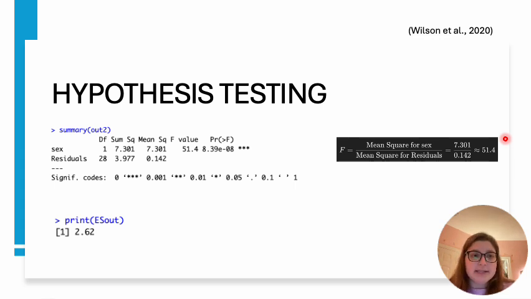Another point here is the F value on this matrix here. This just measures the ratio of the mean square of the sex to the mean square of the residuals. And here we get an F value of 51.4, which indicates that the variation between the sexes is greater than the residual variation. So that can help us explain the variation regarding the dependent variable, and then we can say that there is a statistically significant relationship between the sexes.